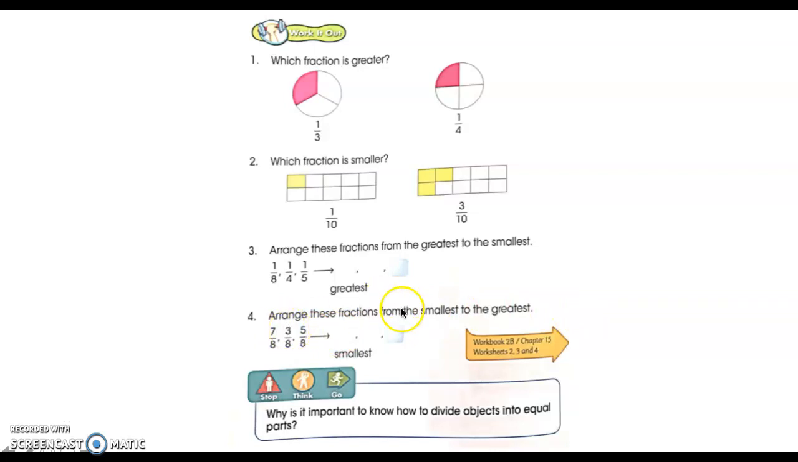The smaller one is 3. So 3/8, 5/8, and 7/8. Because when we have the same denominator, the bigger the top number, the bigger the fraction. So 7 is the biggest, 5 is the next biggest, and this is the smallest. First smallest is 3/8, second smallest is 5/8, third, the biggest one, is 7/8. I hope you understood. Thank you.